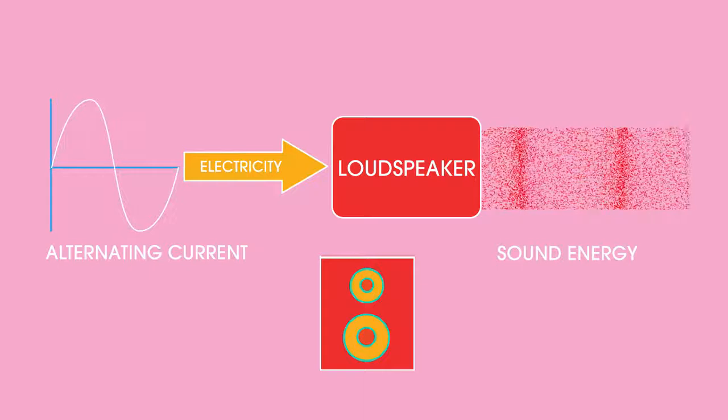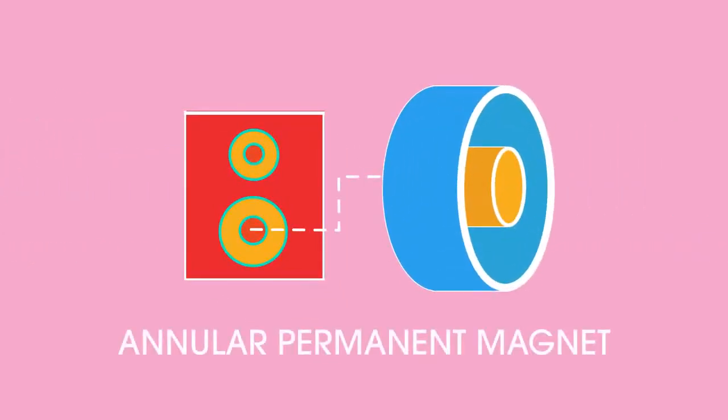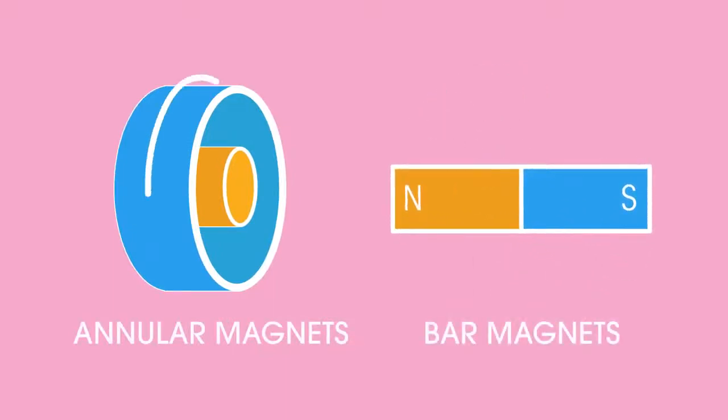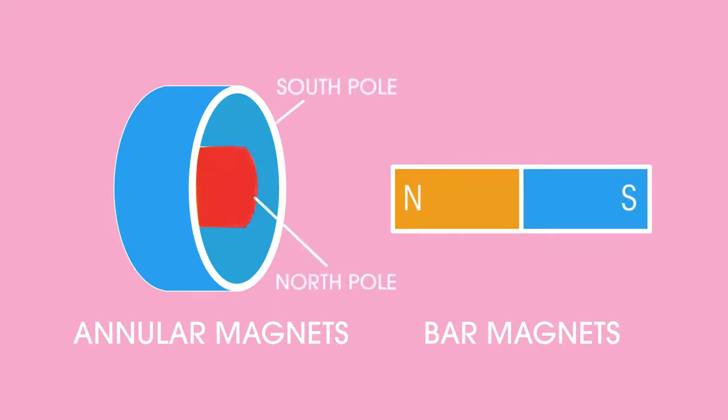Let's look at a simple loudspeaker first. At the heart of the loudspeaker is an annular permanent magnet, not the shape that you are used to seeing. Annular magnets are not bar, but ring-shaped. In a bar magnet, the ends of the magnet have opposite poles, but in an annular magnet, the central core has the opposite pole to the cylinder surrounding it.